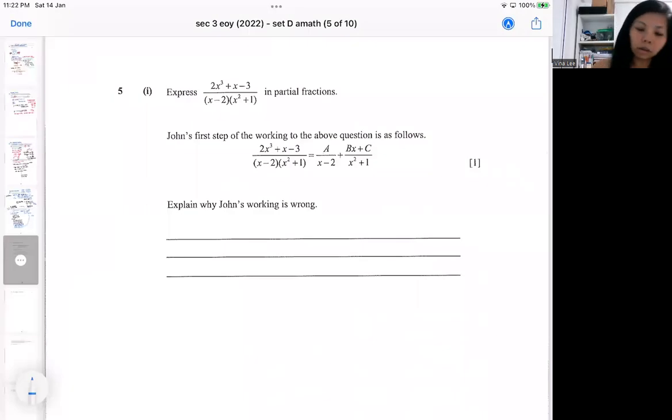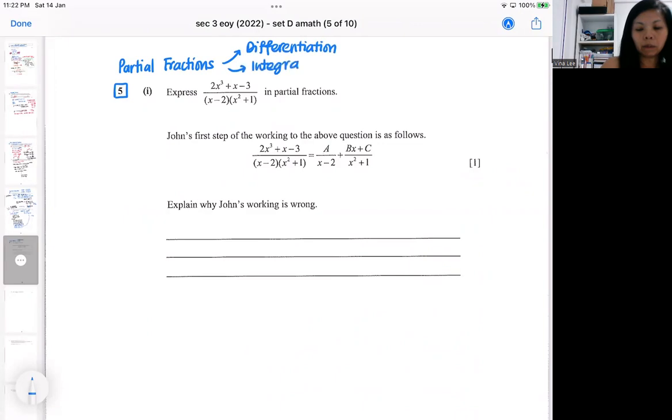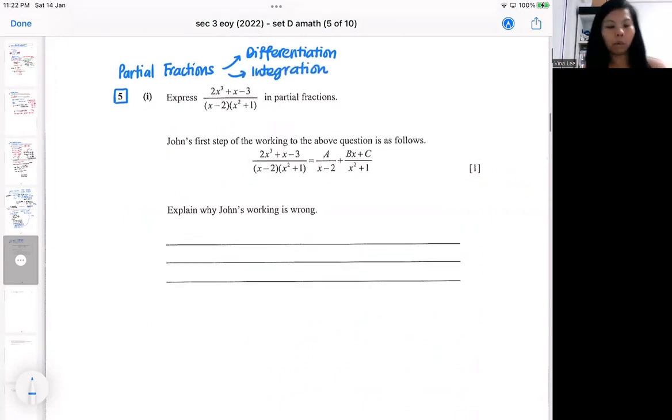Question 5 is on the topic of partial fractions. So in Sec 4, there will be some questions where partial fractions will be mixed in with differentiation, or mixed in with integration. Subsequently, you will be learning this part. But anyway, right now, this is a pure partial fraction question.